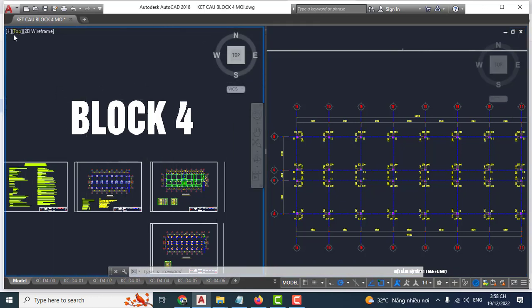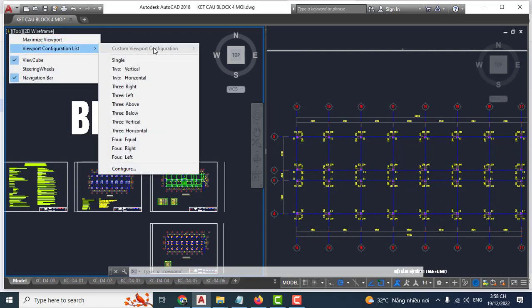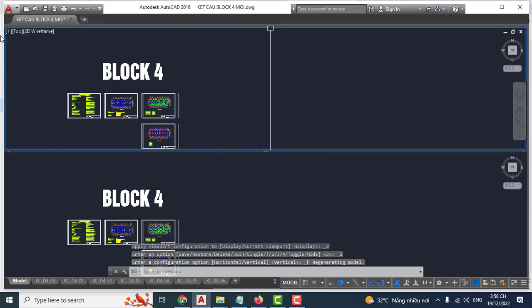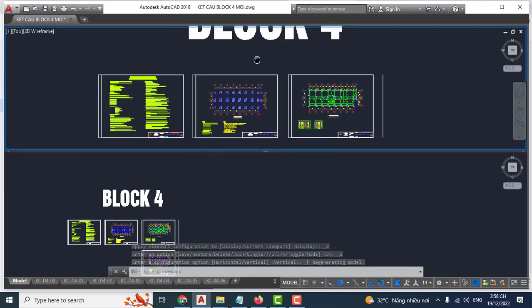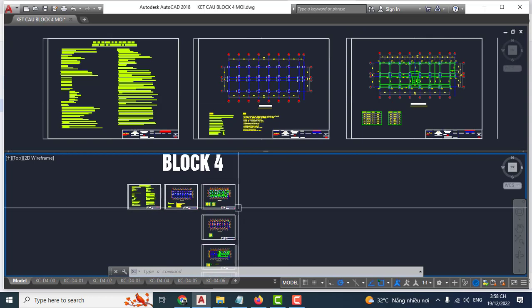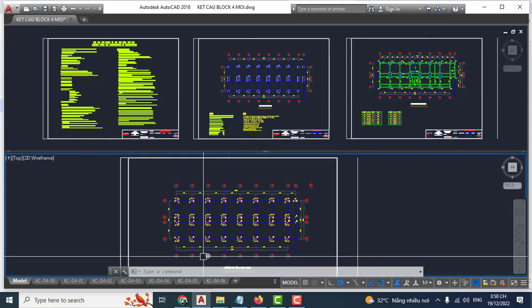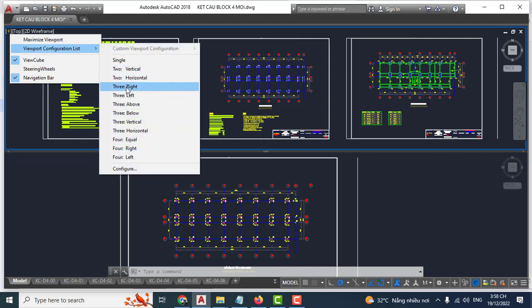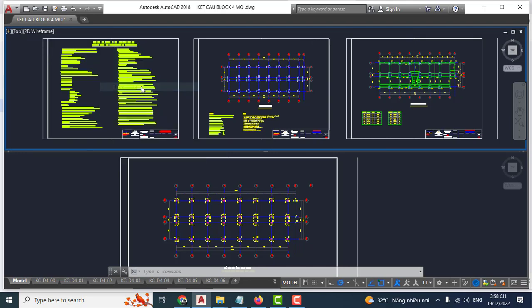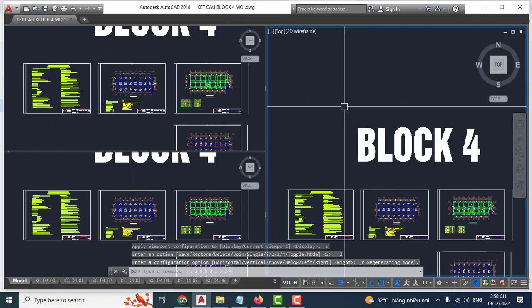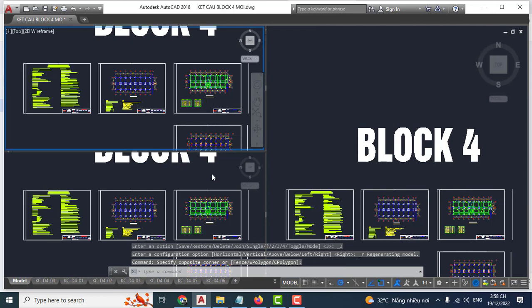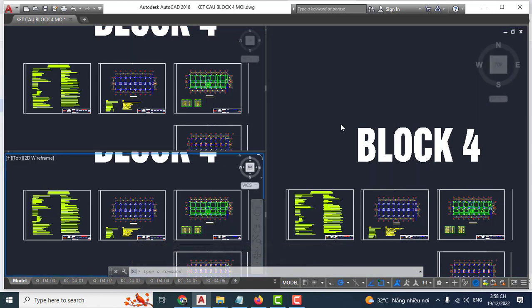Okay, so again, so click here to horizontal. Okay, horizontal. Yes, very easy. Okay, so click here, three right. Okay, one viewport, two, three, one, two, three, very easy.